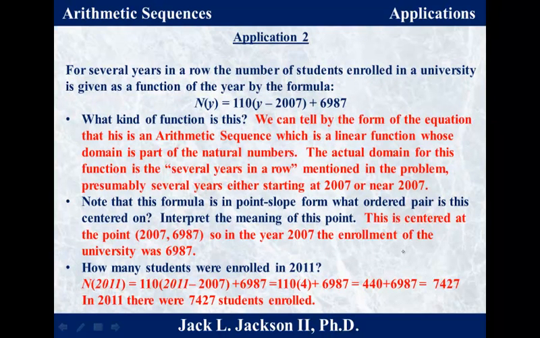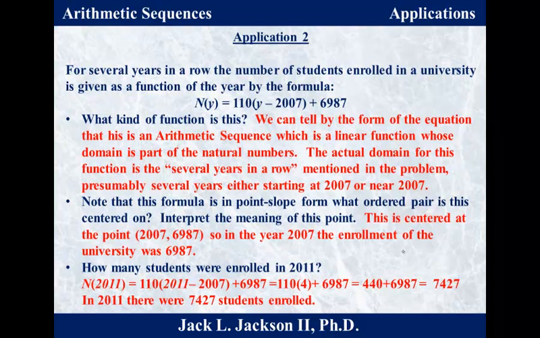Well, this is the form of an equation for an arithmetic sequence. Of course, that's a linear function whose domain is part of the natural numbers. So the actual domain for this problem is the several years in a row. It's those particular year numbers. Presumably the several years start at 2007 or near 2007, and there would be a few years. This formula wouldn't necessarily work for all years, but it will work for some nearby.